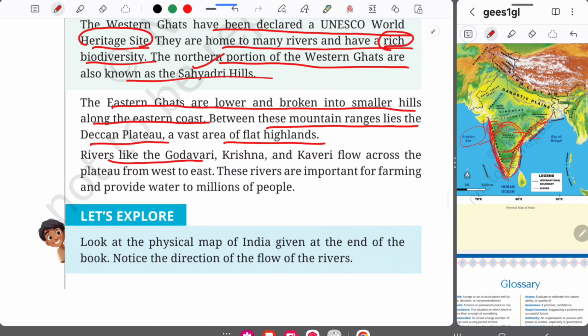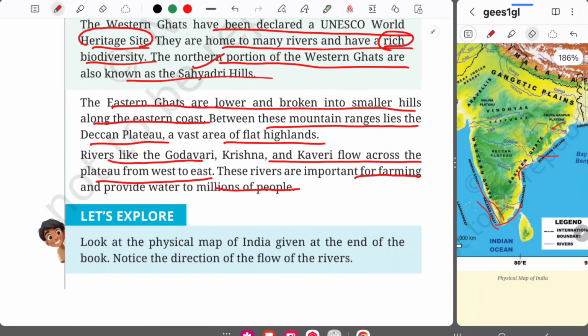So rivers like the Godavari, Krishna and Kaveri flow across the plateau from west to east. So now let us see the rivers here. These rivers are important for farming and provide water to millions of people. Which rivers flow from west to east? Here, let me zoom out this map a little bit so that you can see. See, we have the river Godavari here, and then we have this Krishna river, and then we have this Kaveri river. All these rivers are flowing from west towards the east. This is the west part and this is the east part. So these are flowing this side.